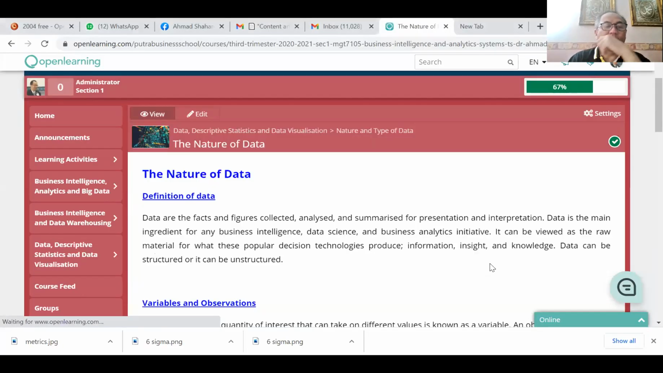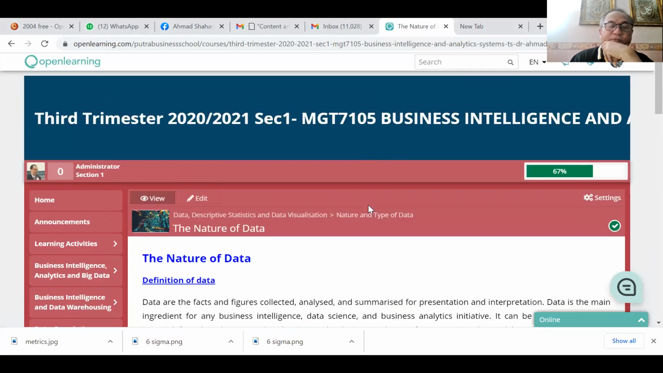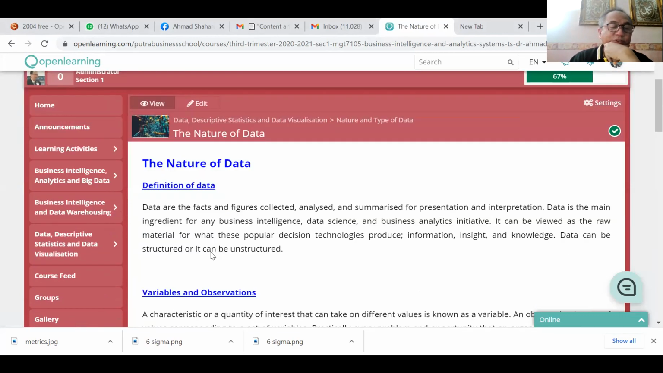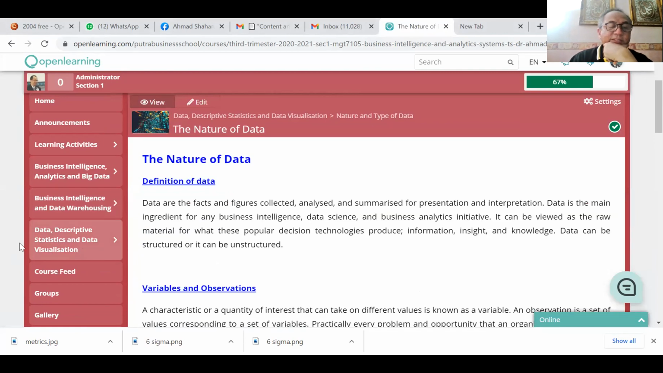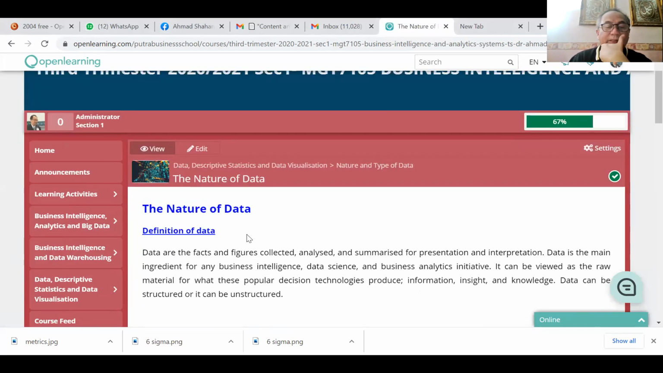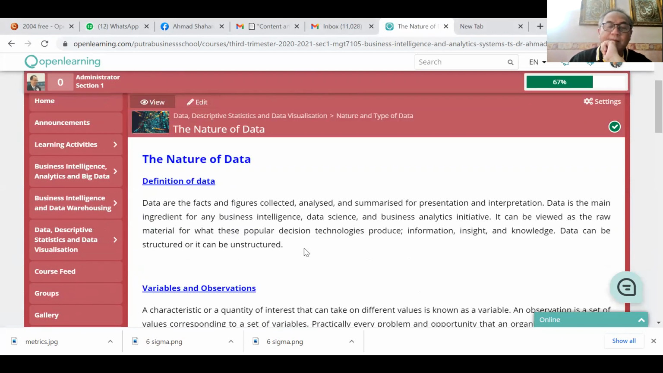This is the next topic. We're moving to descriptive statistics and data visualization. We begin with the nature of data. What is data? I think previously, during my MIS class, we talked about how data are facts and figures analyzed and summarized for presentation and interpretation. Data doesn't reflect any meaning. It's just facts, figures. You can say it is just a symbol.